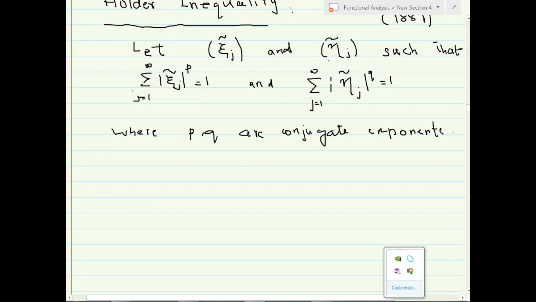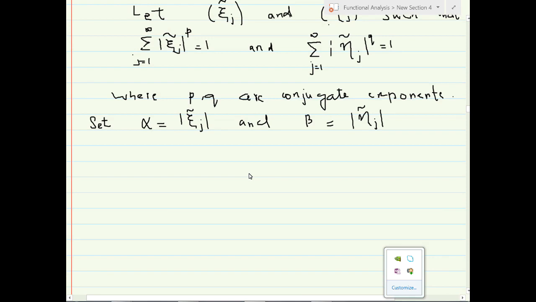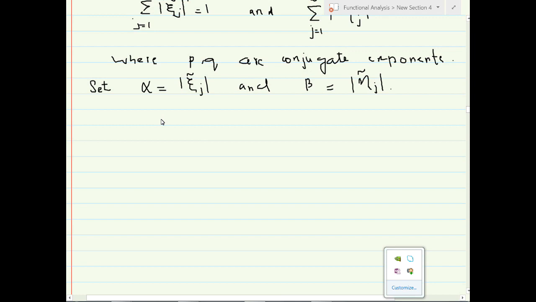In the next step, you have to set alpha equal to the absolute value of xi j tilde and beta equal to the absolute value of eta j tilde. Since P and Q are conjugate exponents, and obviously alpha and beta are positive because they are equal to absolute values, which are always positive numbers, we can apply the inequality considered in the previous lecture.